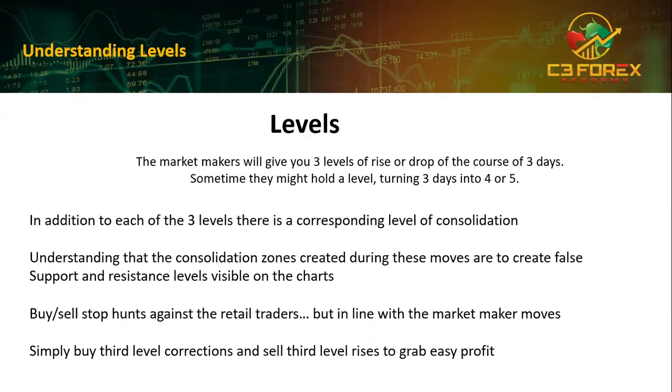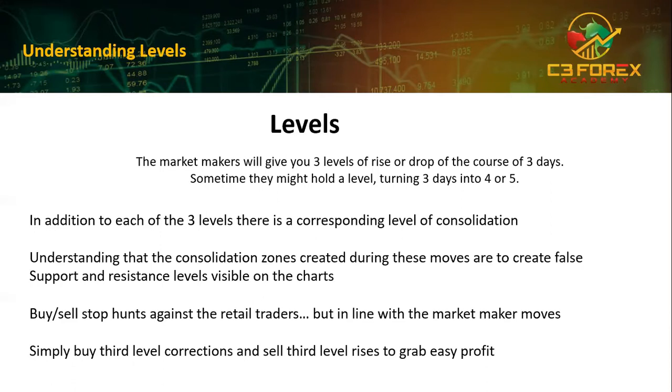In addition to each of the 3 levels, there are corresponding levels of consolidation. So you have level 1 consolidation, level 2 consolidation, and level 3 consolidation. Understand that the consolidation zones created during these moves are to create false support and resistance levels visible in the chart. They'll hold price and consolidate to create support and resistance just to induce more retail traders to trade the support and resistance and get trapped.